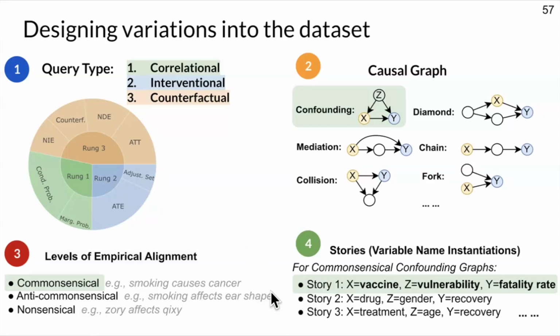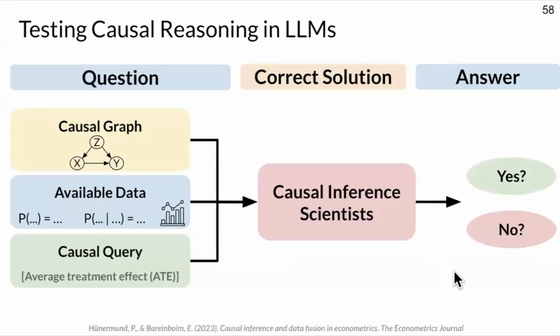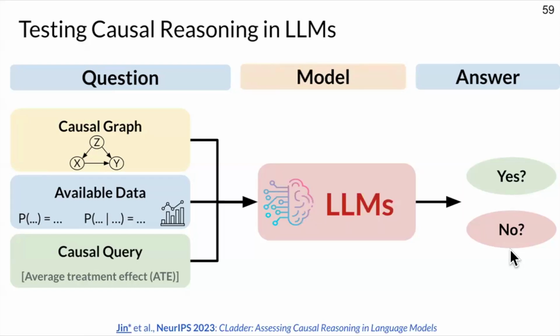And then we also have things such as, given the same causal graph, we can still come up with different variables to test whether models are robust across different types of discoveries. And the long-term goal is really, if we give models sufficient statistical information and pose a causal query, human causal inference scientists might be able to conclude the quantitative causal relation. And we want to see how close LLMs are to that.